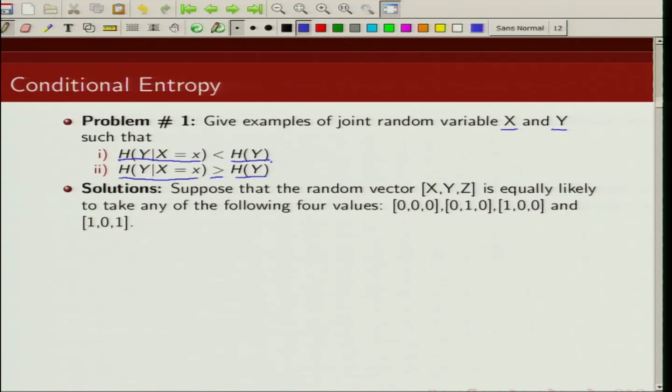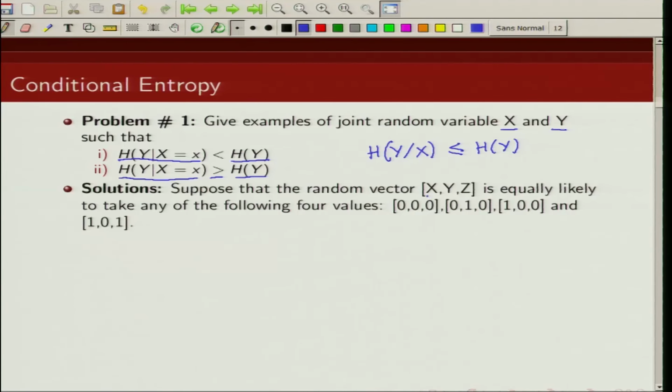We have seen in the lecture before that conditioning on another random variable cannot increase entropy. However, as you can see from this example, conditioning on a particular event can result in an increase in uncertainty. So let us take an example.